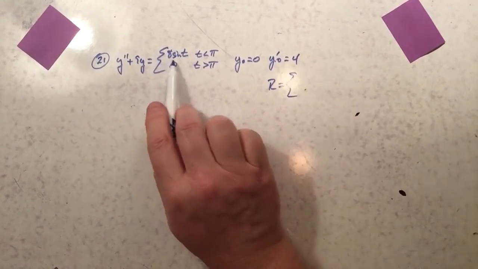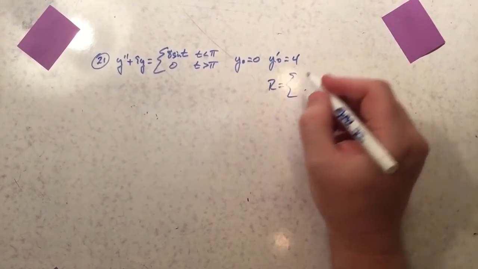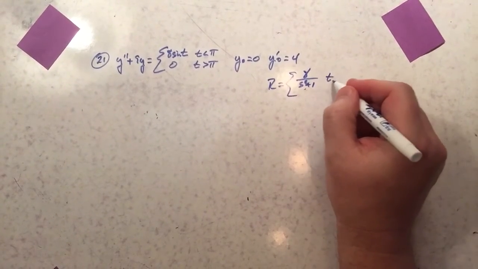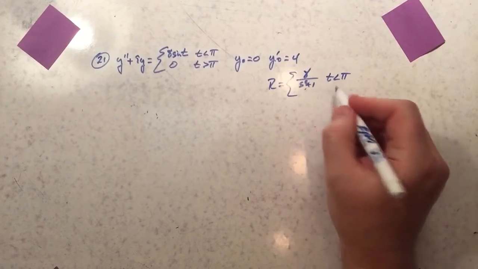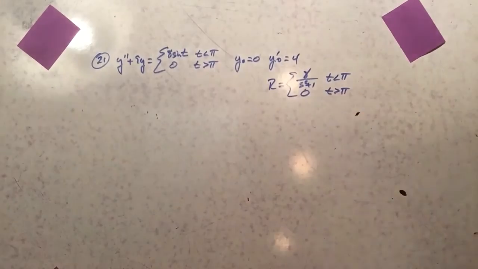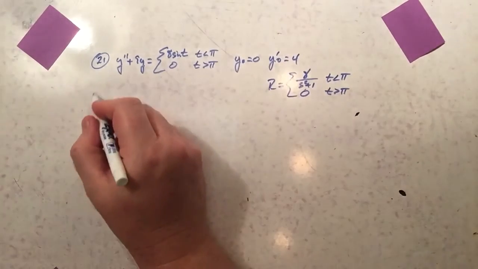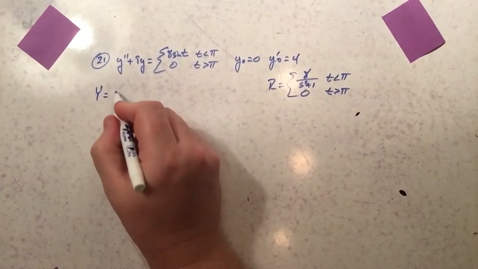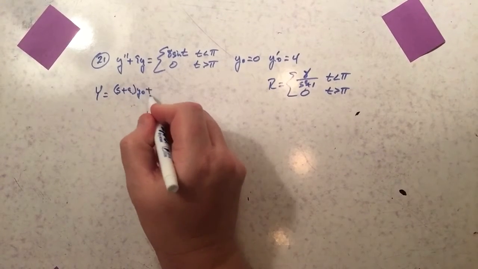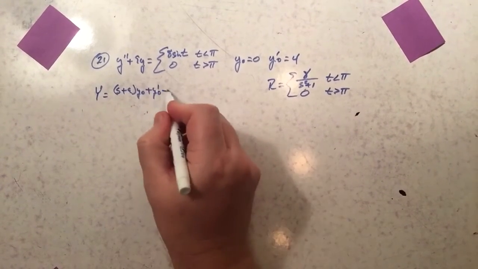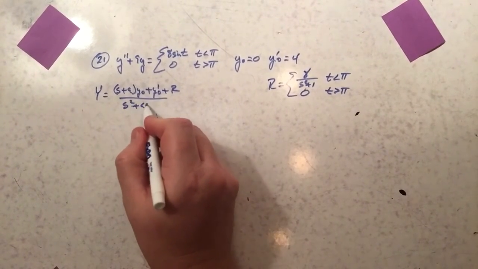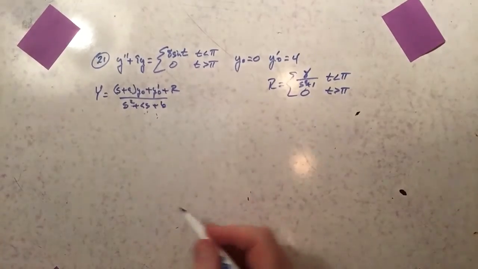So this is what it'll be. 8 sine t, the Laplace transform of that is 8 over s squared plus 1, and that's when t is less than pi. And when t is greater than pi, the Laplace transform of 0 is just 0. Okay, so let's recall that Y equals (s plus a) times y(0) plus y prime(0) plus R, multiplied by Q, which is s squared plus as plus b in the denominator.